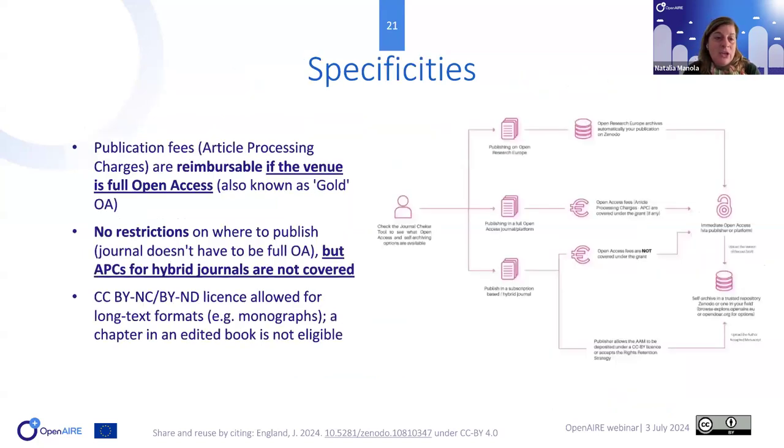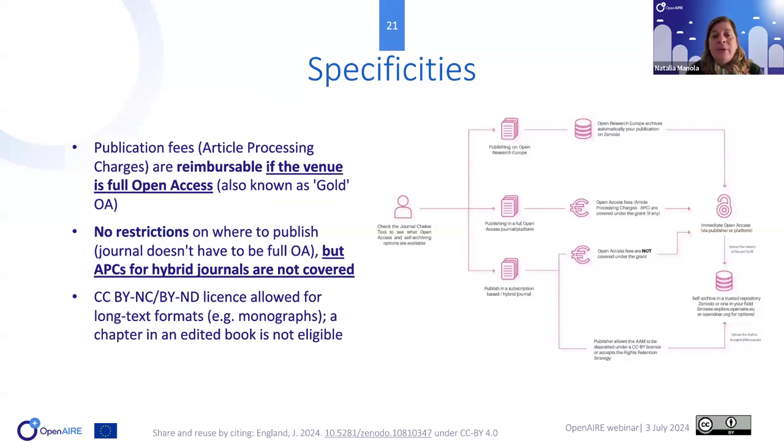Specificities: publication fees, article processing charges. They can go from 300 to a few thousand euros in very highly prestigious journals. They are reimbursable if the venue from Horizon Europe is full access. If it's an open access journal, then it's very reimbursable.